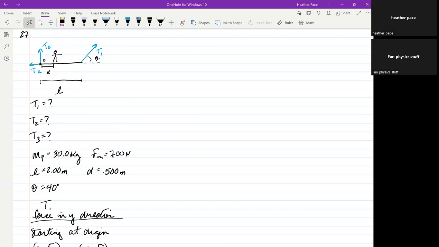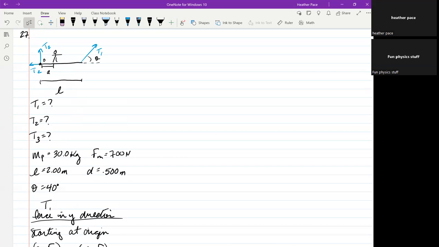All right, so a uniform plank of length 2.0 meters and mass 30 kilograms is supported by 3 ropes as indicated by the blue vectors in the figure below. Find the tension in each rope when a 70 N person is D equals 0.500 meters from the left end. Okay, so I drew the little diagram. I drew a little stick person because I could never draw what they have in our book.